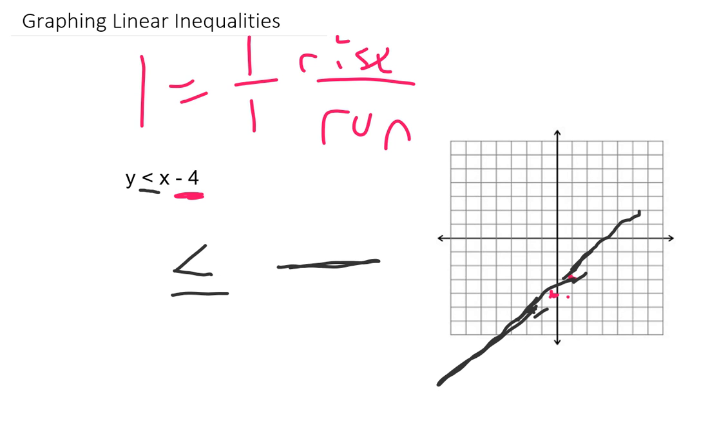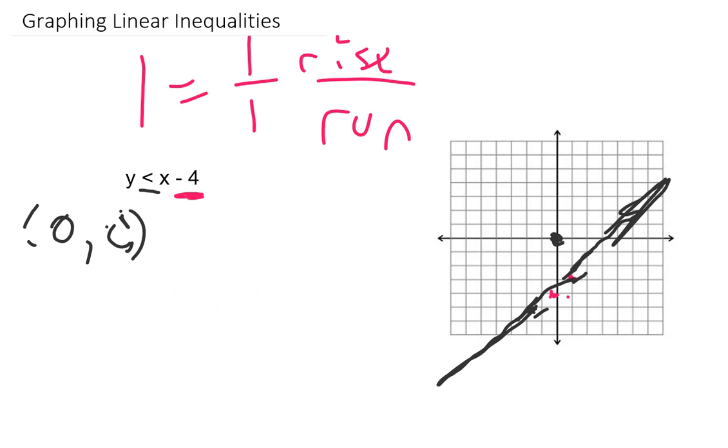Now I have to shade one side or the other just to show that I have one side that makes the inequality true, one side that makes it false. To do that, I'm going to pick one point, and the easiest point I know to work with is 0, 0. So I'm going to work with the point 0 for x, 0 for y, and I'm going to plug them into this inequality. If I plug them into this inequality, I will get that 0 is less than or equal to 0 minus 4.